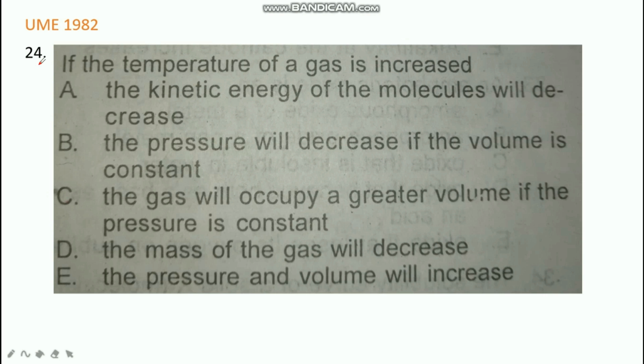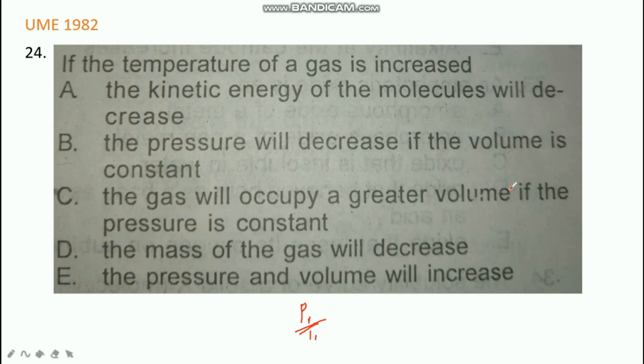UME 1982 question number 24. If the temperature of a gas is increased, the kinetic energy of the molecules will decrease? Nope. The pressure will decrease if the volume is constant? Okay, the pressure will decrease. We know that the pressure is meant to increase from Gay-Lussac's law. This is directly proportional to this, so that is out of the way.